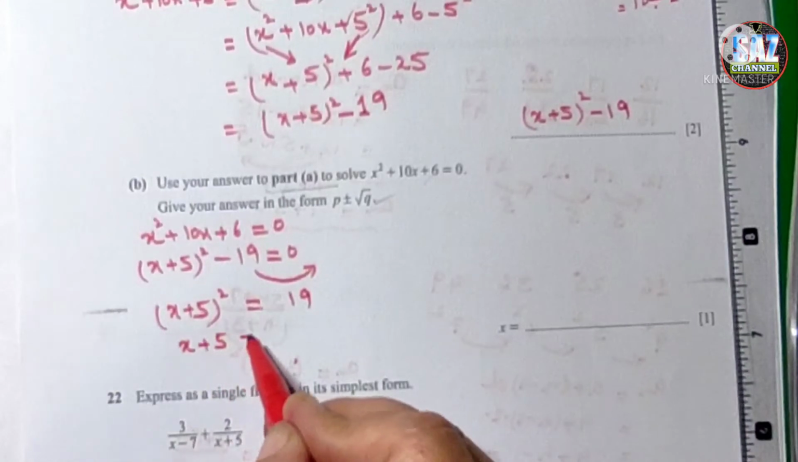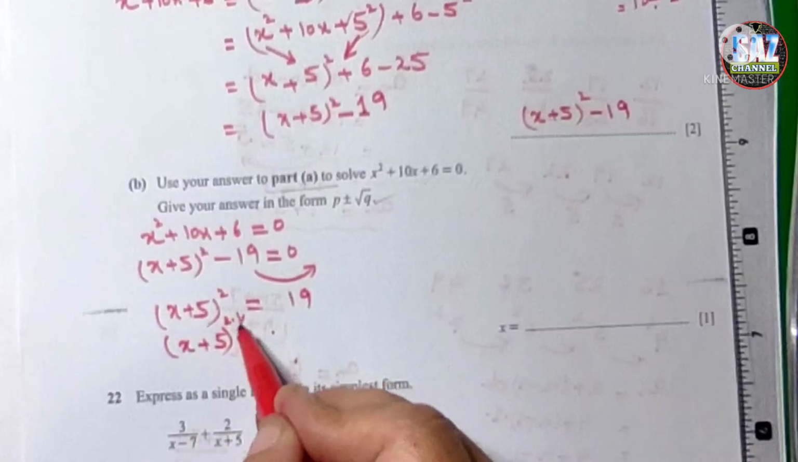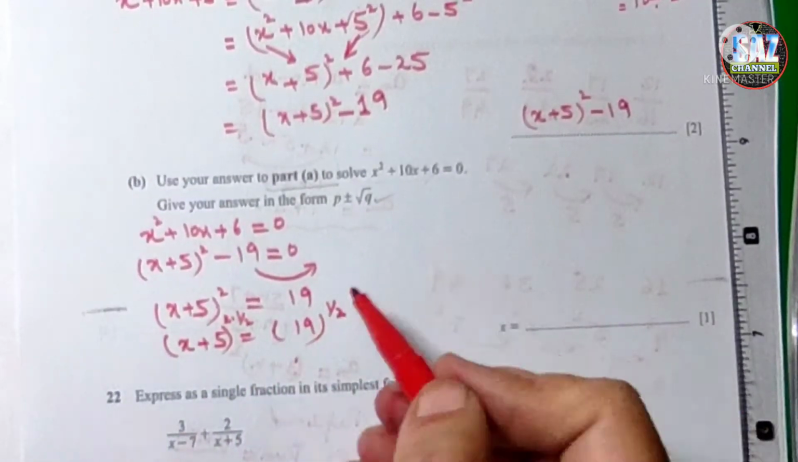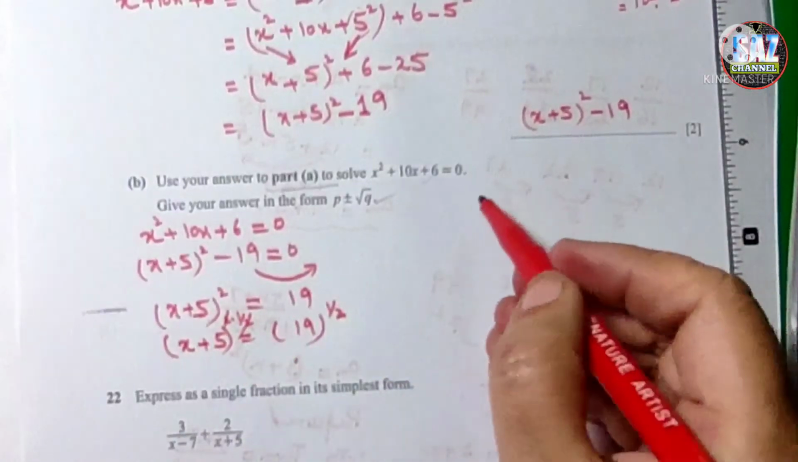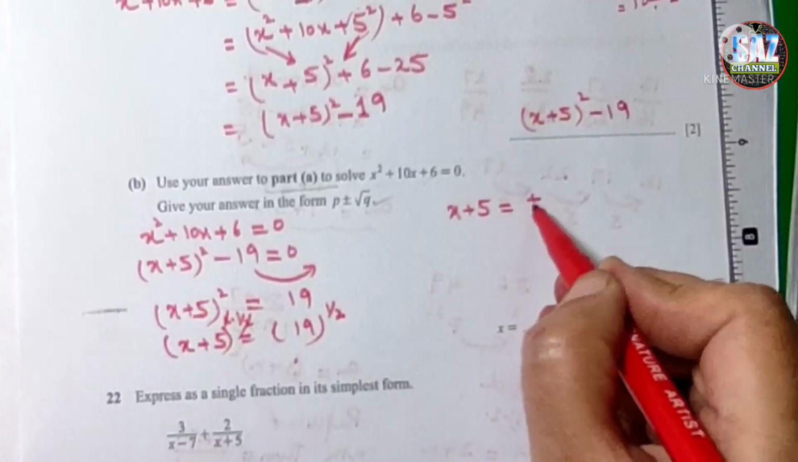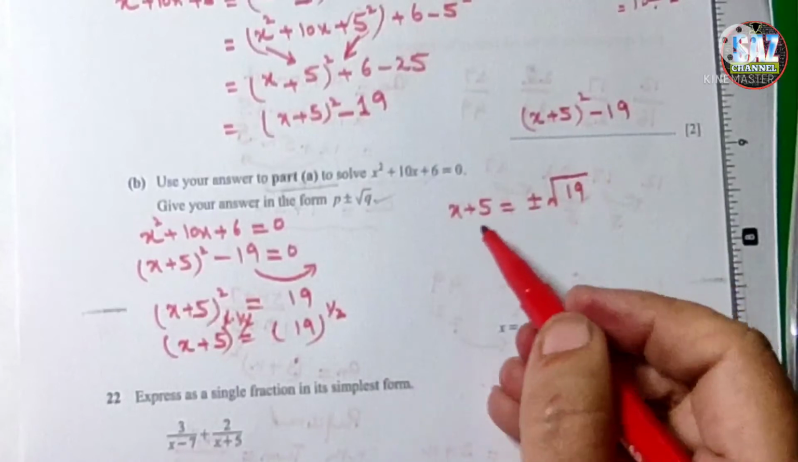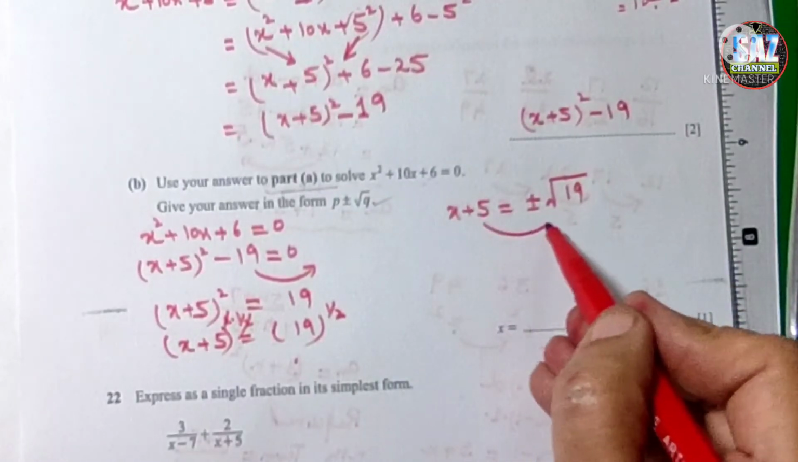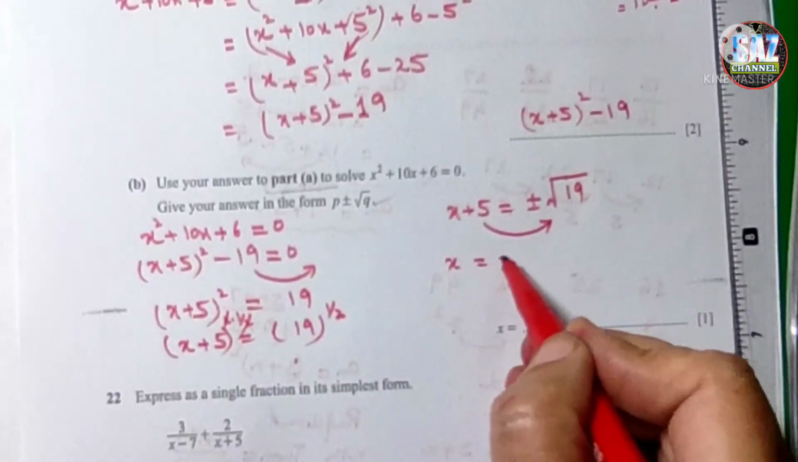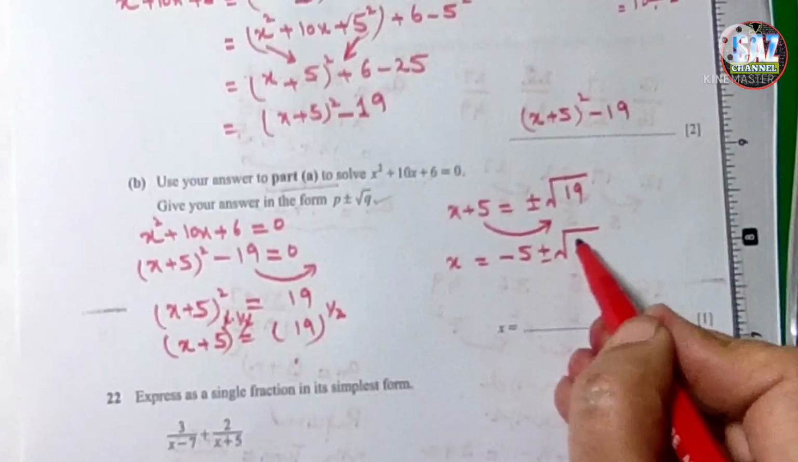x plus 5 equals, let me do the step: 2 multiplied by 1 by 2, and 19 raised to the power of 1 by 2. This 2 goes with 2, and I will be left with x plus 5 equals plus minus square root 19. Now, in order to solve this equation, I have to shift this 5 to the other side, and the equation will take the form x equals minus 5 plus minus square root 19.